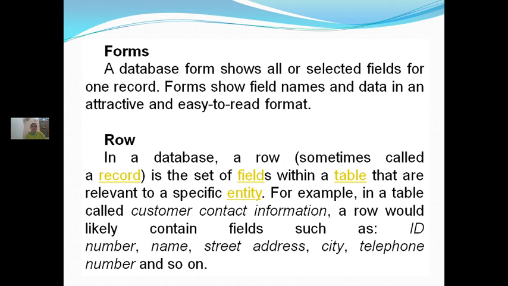Next, what is a row? In a database, a row, sometimes called a record, is a set of fields within a table that are relevant to a specific entity. For example, in a table called customer contact information, a row would likely contain fields such as ID number, name, street address, city, telephone number, and so on. This is about a row. Okay. Let us move to the next slide.